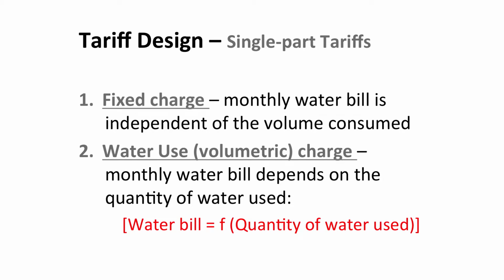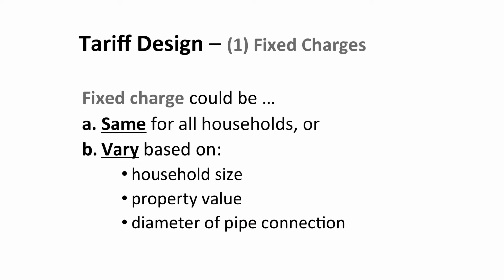A single-part tariff means that a customer's water bill is determined by just one calculation. There are two main possibilities for how this one calculation can be done. First, a customer's water bill can be determined by a fixed charge that is independent of how much water a customer has used. Second, a customer's water bill can instead be determined by the actual measured quantity of water that a customer has used. If a customer's water bill is calculated based on a single-part tariff that uses a fixed charge, there are several ways the fixed charge can be calculated.